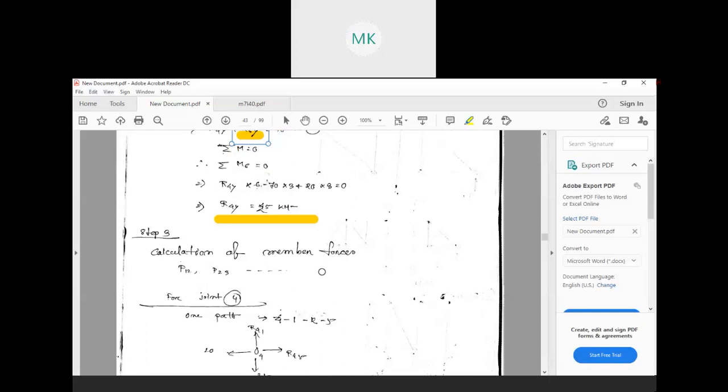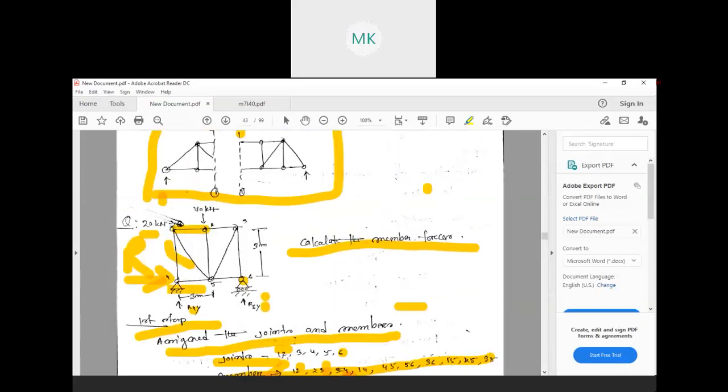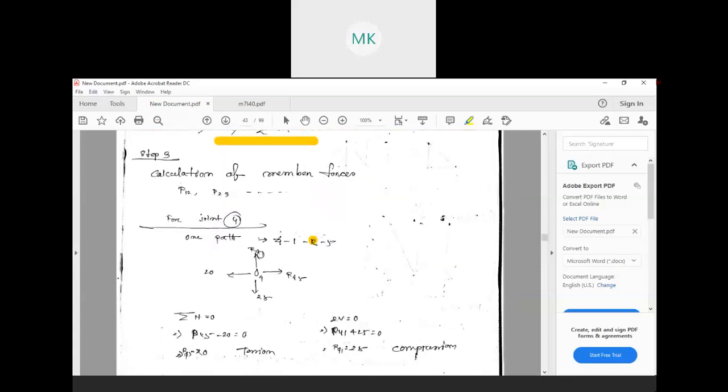Next, we need to do the calculation of member forces. For that, we need to consider the joints one by one. We are considering the fourth joint first, going in this way. Considering the fourth joint, you need to draw whatever loads are coming, whether the members are connected and whether loads are given.